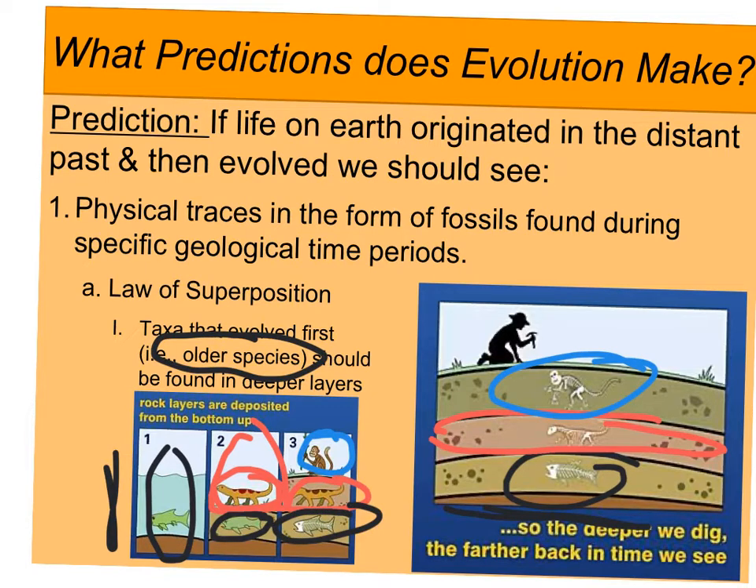So farther down, you have older species with more primitive traits. In other words, you don't see any fish with four limbs. Okay? Four limbs came later. Okay, so this is what you'd expect to see in the fossil record.